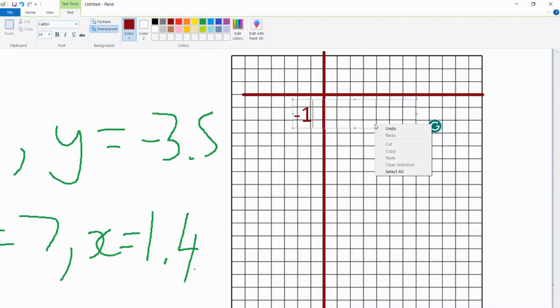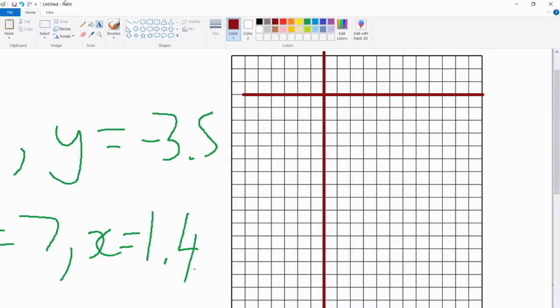Yeah, I'm not doing it that way. Okay, let's write by hand. So there would be -1, and there would be -2. And that can be 1, 2, 3, 4. My x, that's my y.